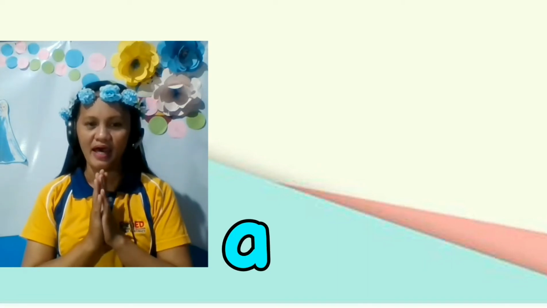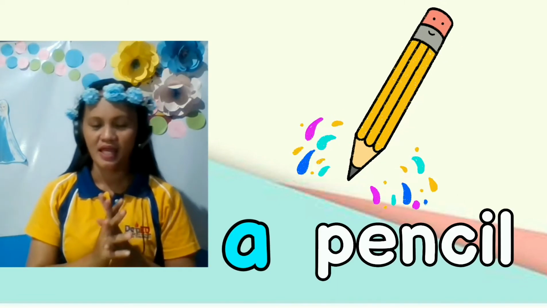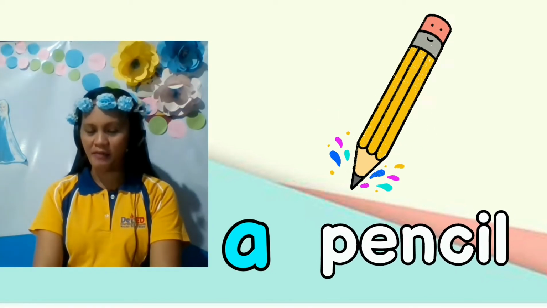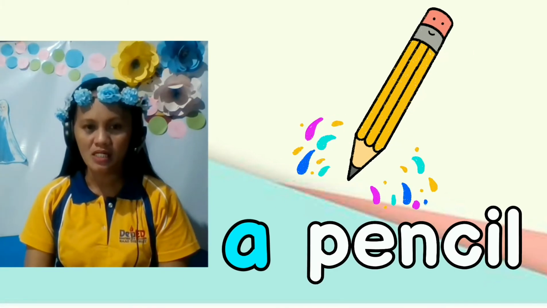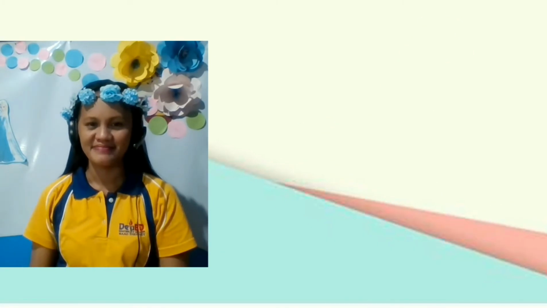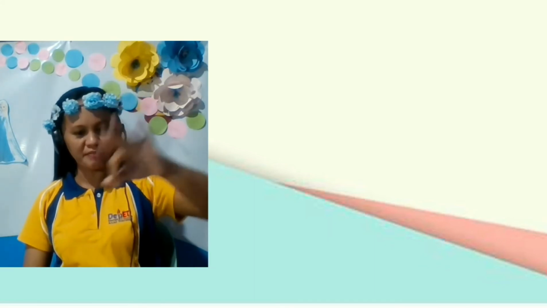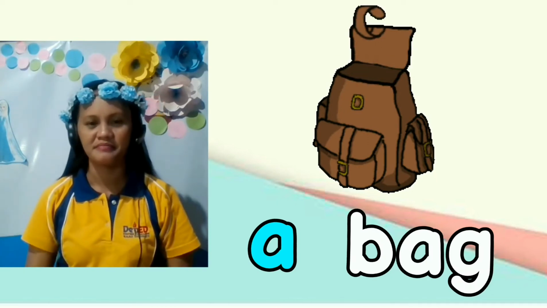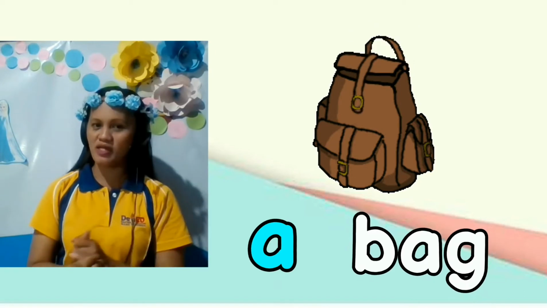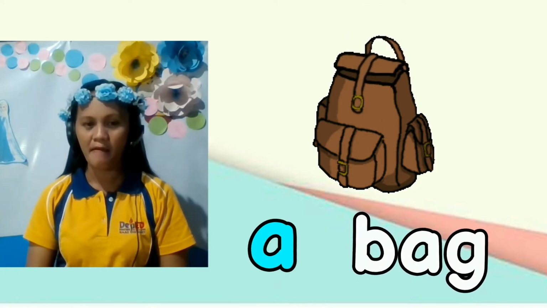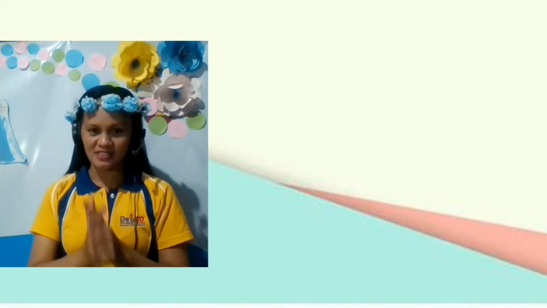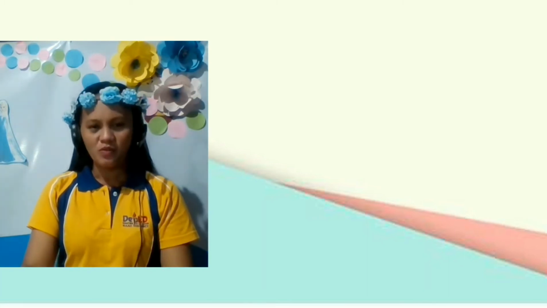Number 2, a pencil. A pencil. Pencil begins with a consonant p. Okay, number 3, a bag. A bag. Bag begins with a consonant sound b. Okay? So when do we use an?